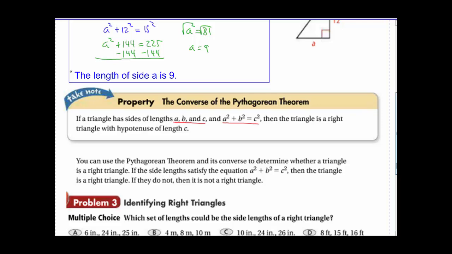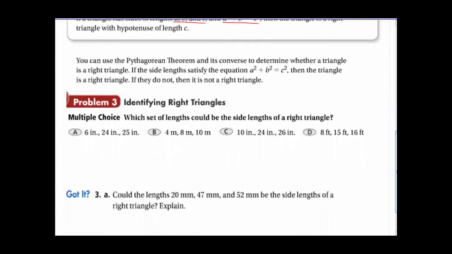So what we're going to do is, given these 3 sides, one of them being the hypotenuse, we need to figure out, does it give us a right triangle? Is a squared plus b squared equals c squared? Now, if you look at problem 3, a, b, c, and d, remember, the c squared is always the longest side, so we're going to plug in the largest number for our c.